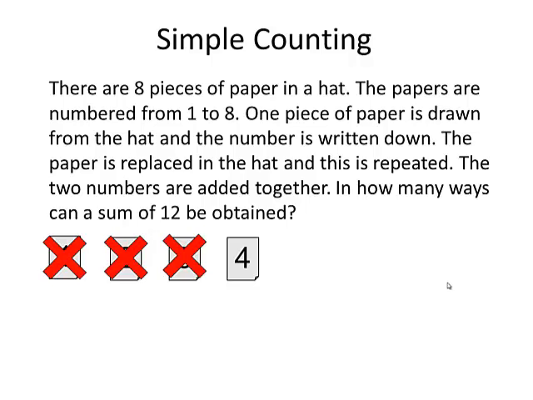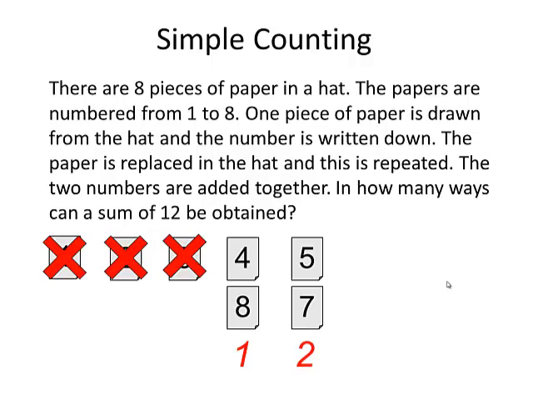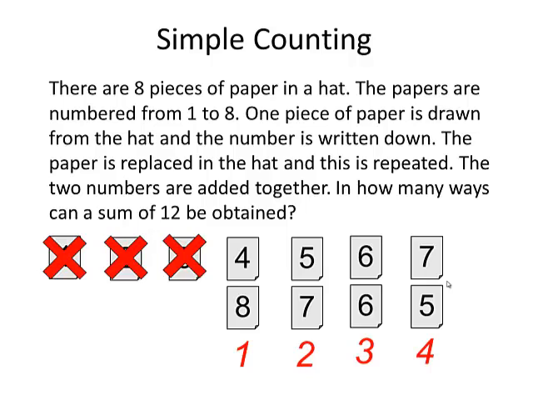And if you draw a 4 out of the hat, and you write that down, and you put it back, what number will you have to draw next to make 12? You have to draw an 8. So that's one way. So how many other ways can you make 12? Or you can draw a 5 and a 7. That's 2 ways. You draw a 6, put that back, and draw that 6 again. That makes 12. And draw a 7 and a 5. That's 4. Draw an 8, draw a 4, and that'll be 5 different ways that you can get the sum of 12 by picking 2 pieces of paper out of the hat. Okay, I hope that's understandable. Alright, let's try the next one.